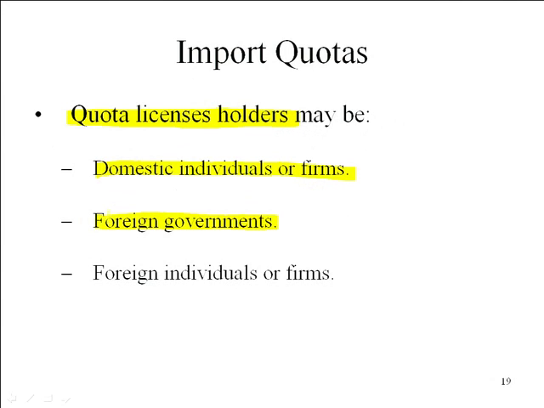And then finally, the licenses can be assigned not by going through the foreign government, but by going directly to foreign individuals or foreign firms. Again, most of the time it's business firms, not individuals, but there are some exceptions. As you might expect, owning one of those licenses has value. I now have the right to buy products at the world market and to sell them inside the domestic market at what will now be a higher price. So that earns me a profit. And that profit turns out to be something that we call a quota rent.